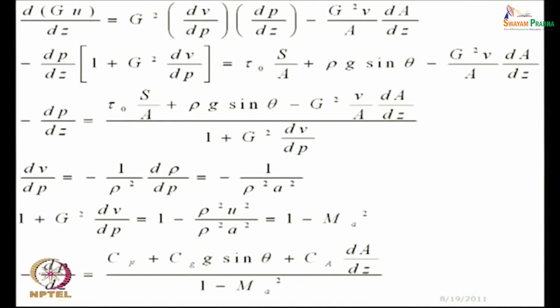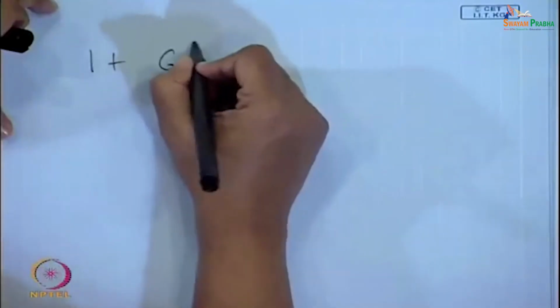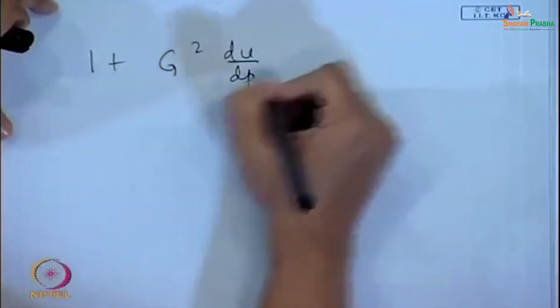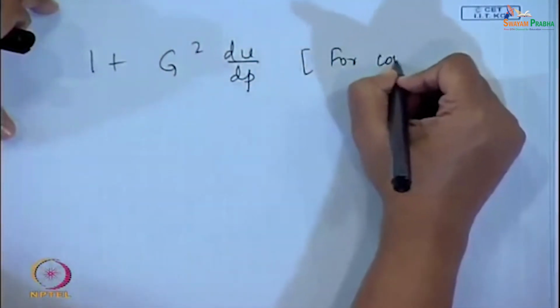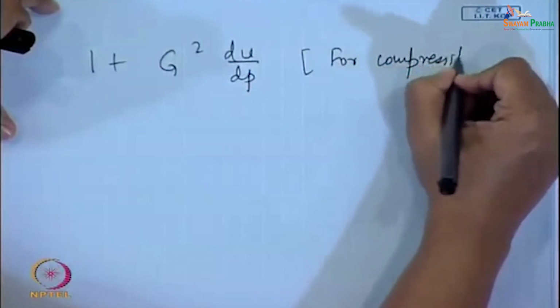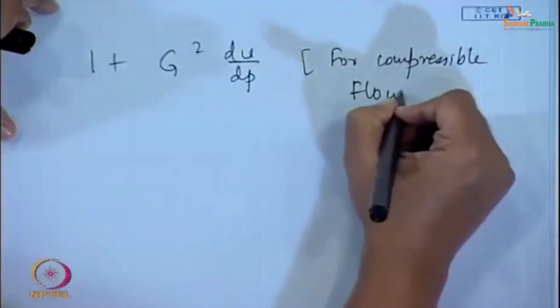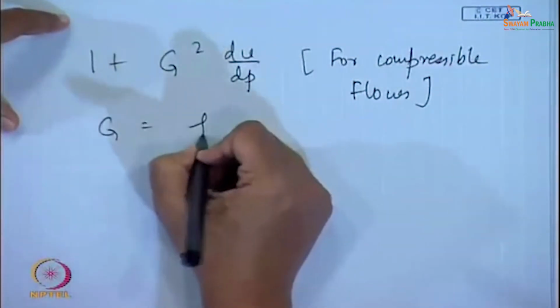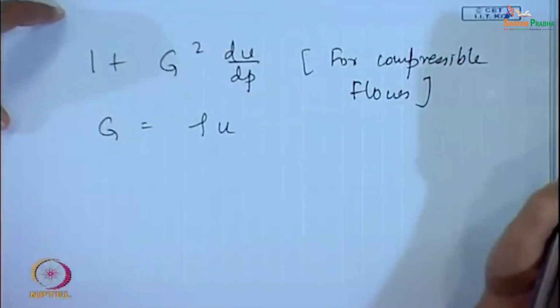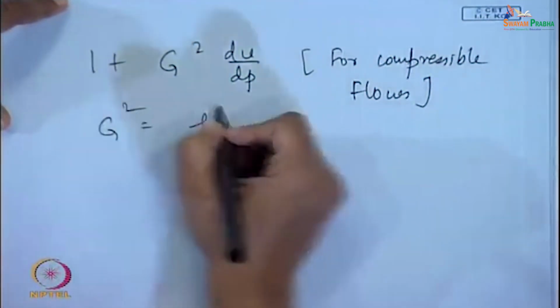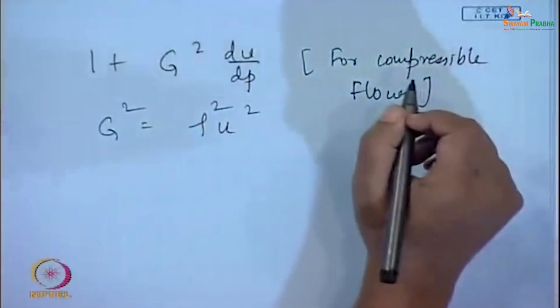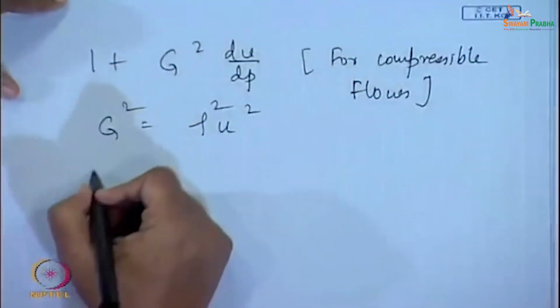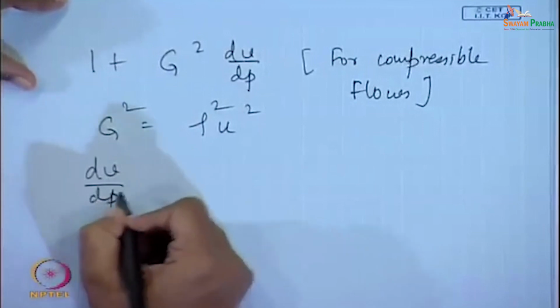Now, if you notice this particular denominator, it is already done, but I would like to explain this further to you. This was the denominator for compressible flows. Fine. Now, what is G equal to? We know G equals rho u, that we already know, is it not? Or G square equals rho square u square. Fine. And what is this dV dP equal to?